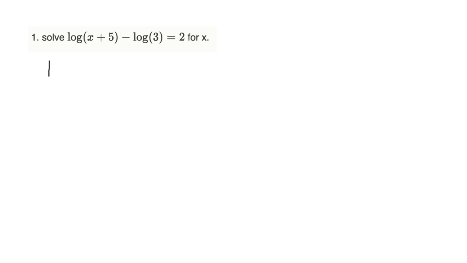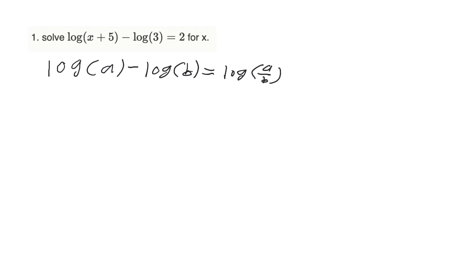So for this problem, we're going to use the fact that log of A minus log of B is equal to log of A over B. So for our equation, we can rewrite the left-hand side as log of (x plus 5) over 3 equals 2. Now we're going to raise each side to the base of 10, and this will cancel out the logarithm because log is of base 10.